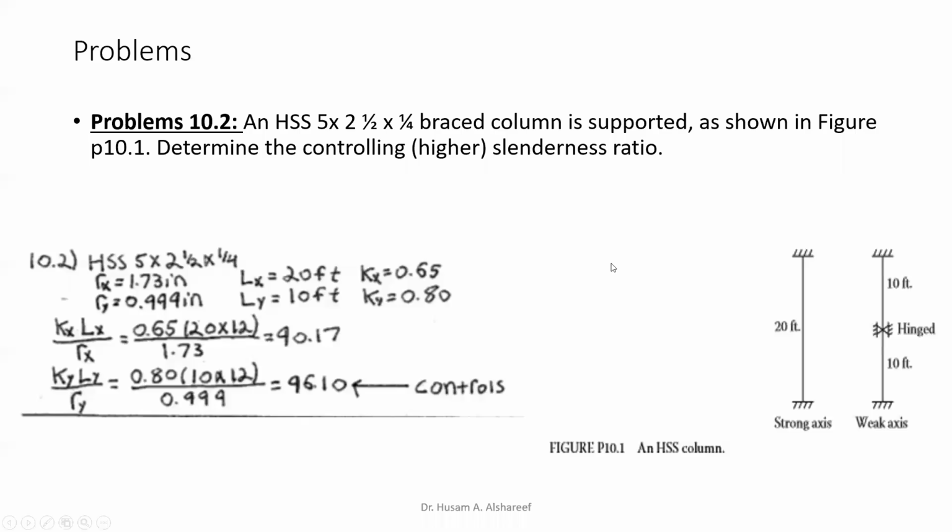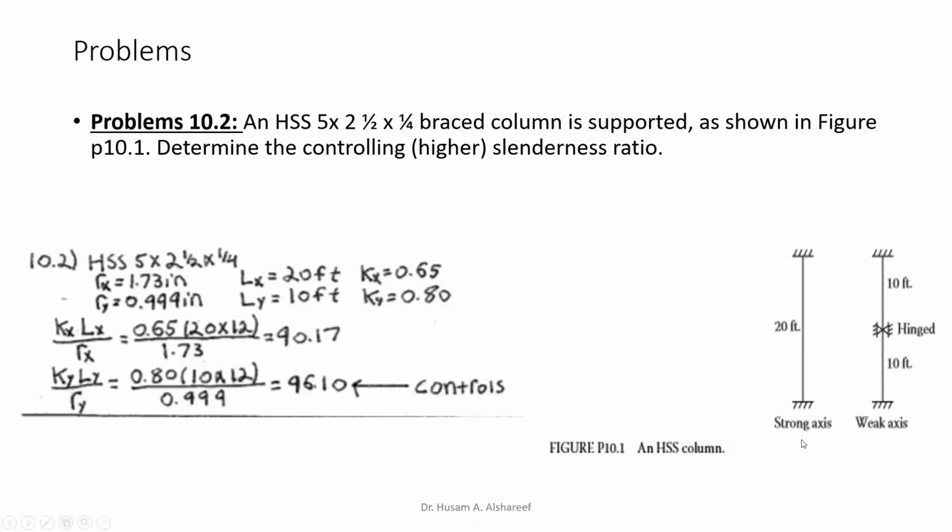Hello everyone. Let's work out some problems on the compression steel topic. This problem is for HSS type of column. The problem statement reads: an HSS 5 by 2.5 by quarter braced column is supported as shown in this problem. Determine the controlling slenderness ratio.